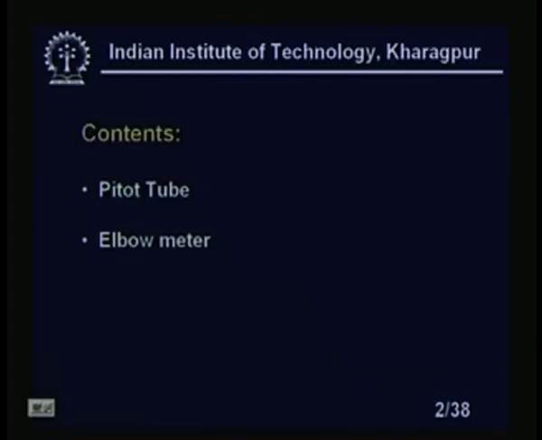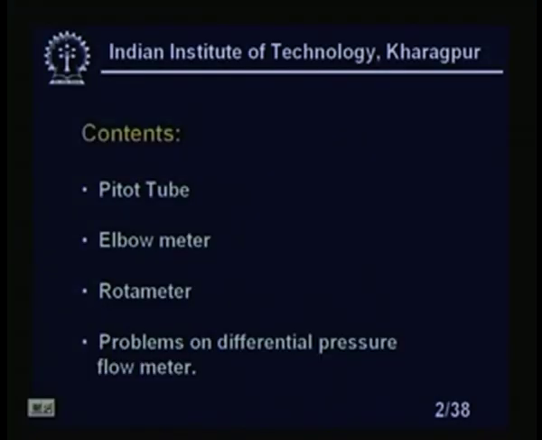That means there is a differential pressure, and that pressure is calibrated in terms of flow velocity or volume flow rate. So the contents are the pitot tube, the elbow meter, and then the rotameter, which, as you know, is not based on differential pressure measurement; it is basically a variable area meter. We will discuss in detail how it works, and also we will solve one problem on the venturi meter, a differential pressure meter, either venturi or orifice.